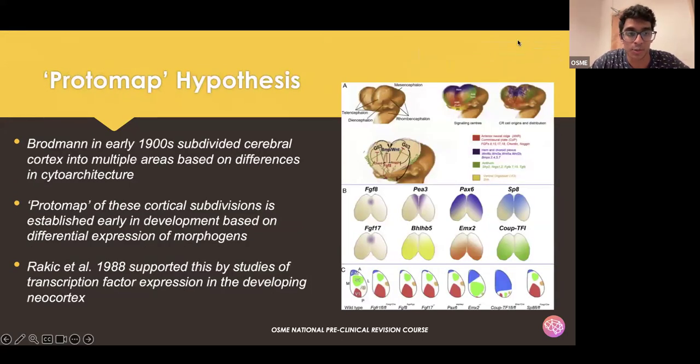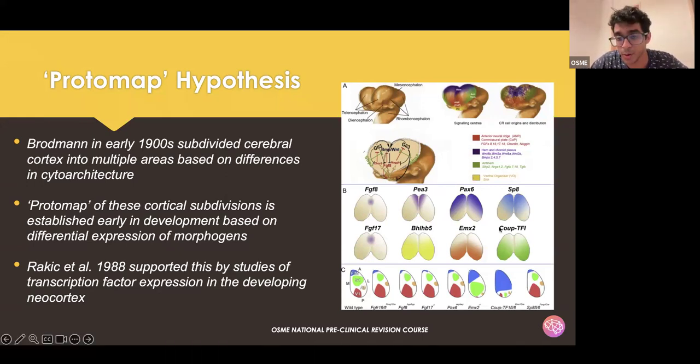As I'm sure all of you have at least heard, Brodmann divided the cerebral cortex into lots of little areas. The proto-map is the idea that early in development, the concentrations of these different morphogens interact with each other, so at any given location, a specific combination of these morphogens leads to the development of different structures. In line with that, there was an experiment by Rakic in 1988, which showed that you have different levels of transcription factors in different parts of the developing brain.